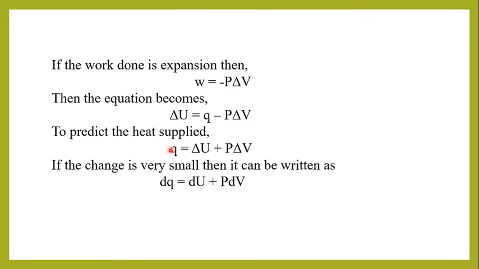Now to predict the heat supplied, that is when we have to find Q, we are transferring this term minus P delta V from RHS to LHS. Then it becomes plus P delta V. That means Q is equal to delta U plus P delta V. If the change is very small, then it can be written as dq is equal to du plus pdv. So always remember that when the change is small, it is denoted by d, and if the changes are large, it is denoted by delta.